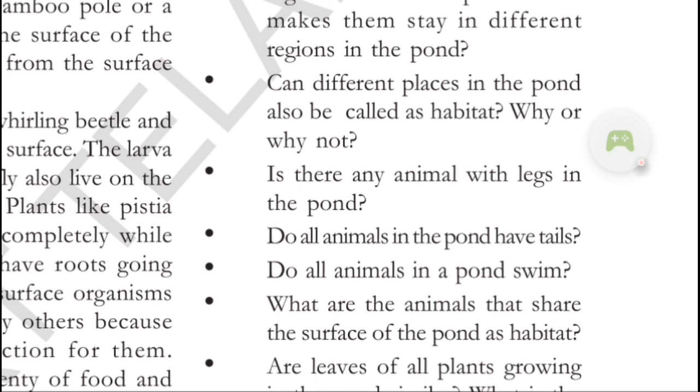Yes, there are some creatures like the pond skater that can walk on water, can run on water. That's said to be an animal with legs in the pond. Next, do all animals in the pond have tails? Maybe, maybe not, right? Examples, you can say.